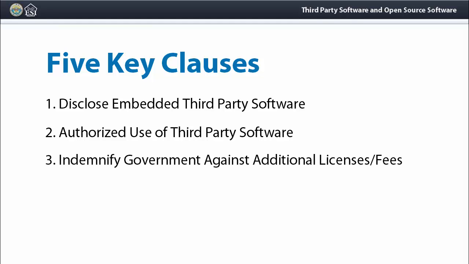3. Indemnify the government against additional licenses or fees. This means that the publisher will pay for any damages that might be awarded if it is found that the third-party software was used without permission.